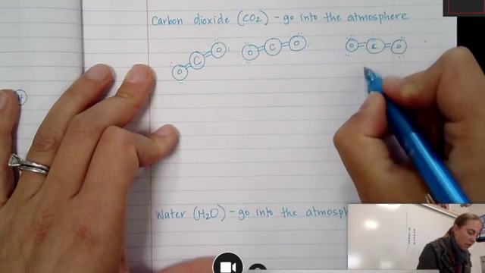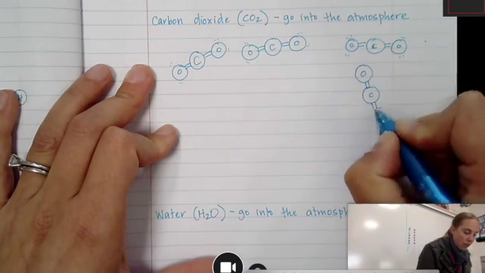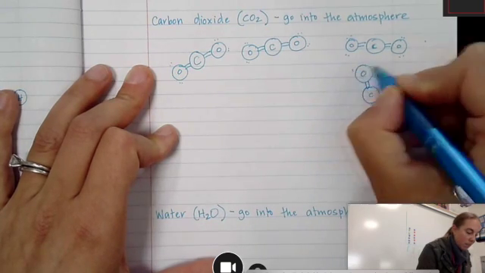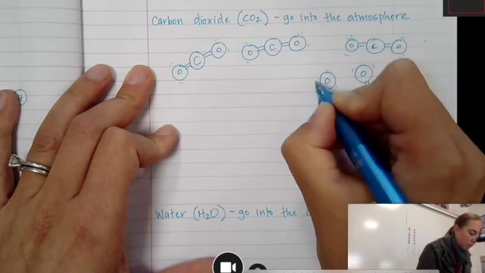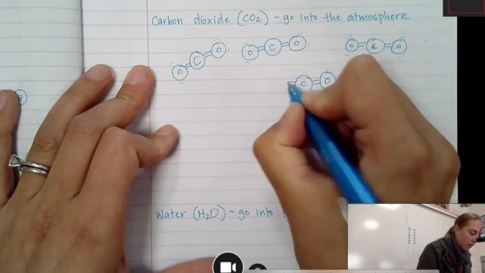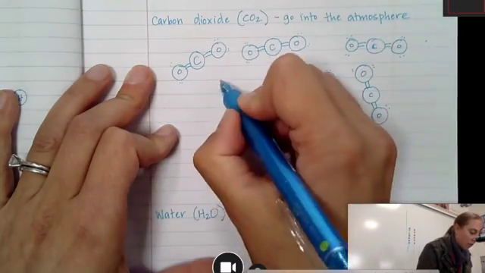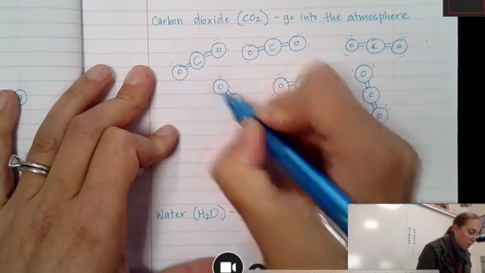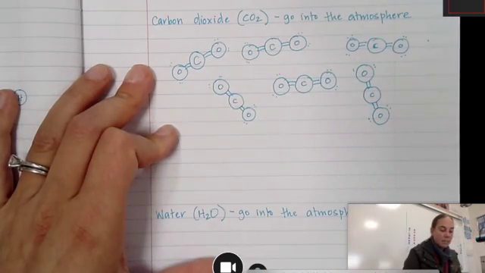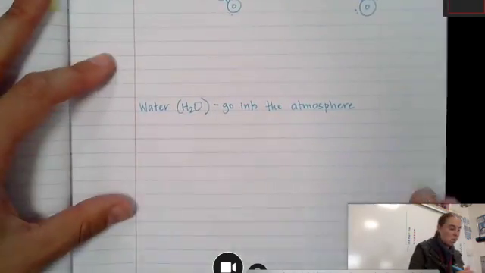And I like to kind of draw them all over the place because they're in the atmosphere. They're floating around randomly. All right, so that's my 6 CO2, and I'm also going to need 6 water.